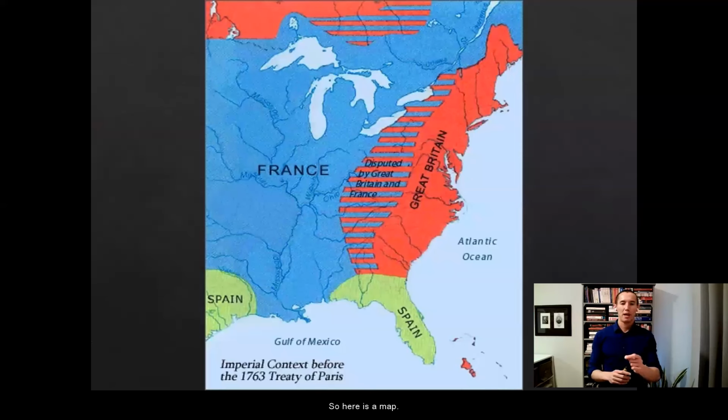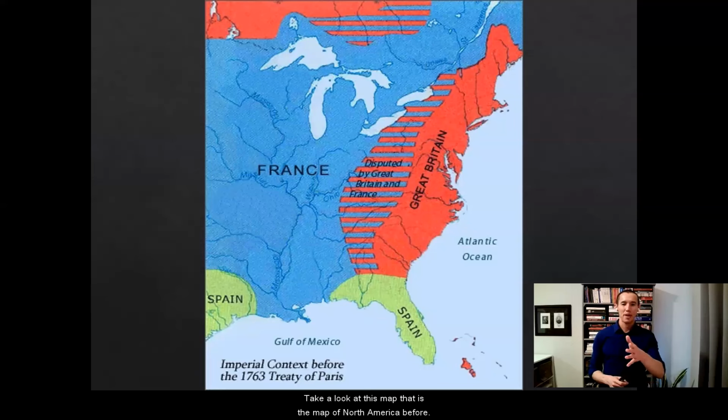So here is a map of America before 1763. The French and Indian War ends with the Treaty of Paris, 1763. That is not to be confused with the Treaty of Paris, 1783, twenty years later, that ends the American Revolution. Treaty of Paris, 1763, that ends the French and Indian War.